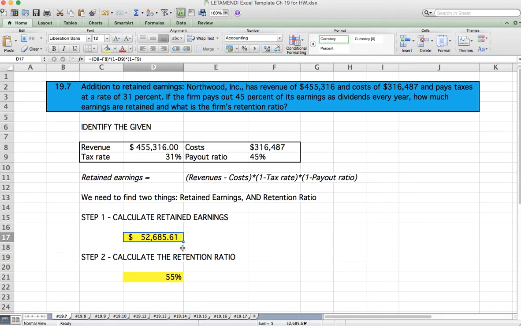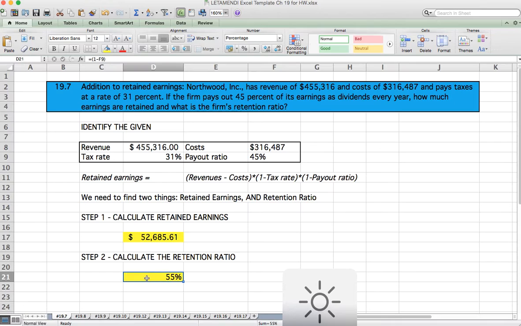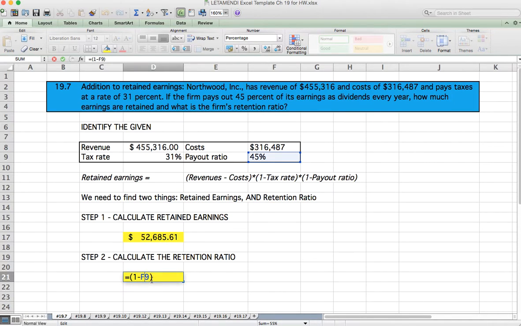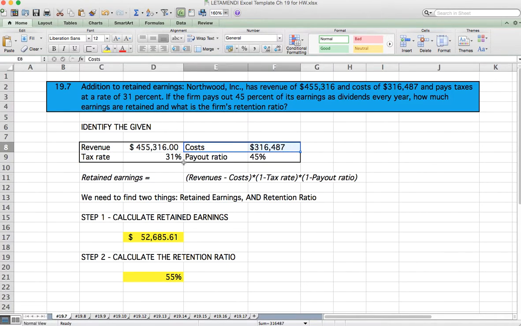All right, and the second step is to calculate the retention ratio, and the retention ratio is just 1 minus the payout ratio, and that equals 55%. And if you check with the back of the book, it's really all you have to solve for, 55%, which means that all of this additional stuff is just extra. But give me the calculated retained earnings as well, because if you come across a question that asks for that, then you'll know how to do it, all right?